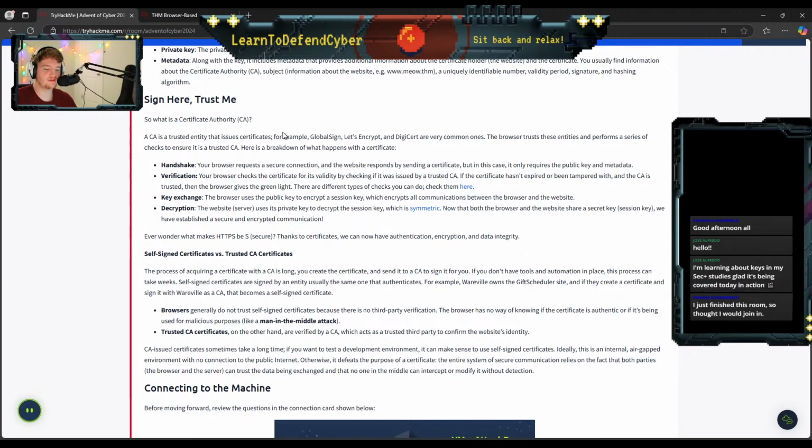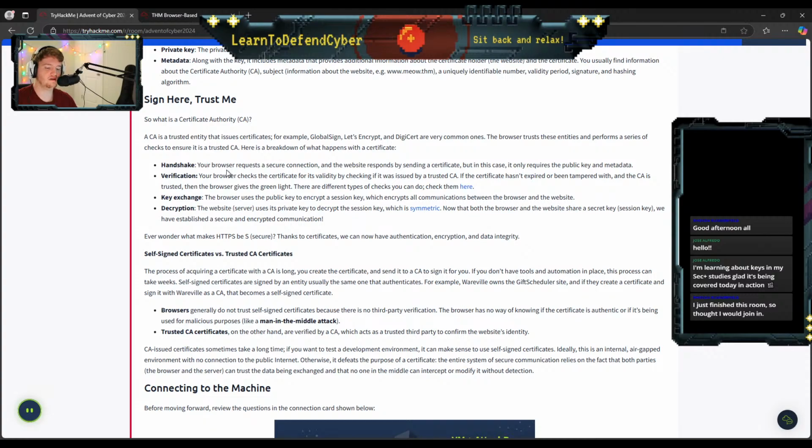So we talked about the CA. You got GlobalSign, Let's Encrypt, and DigiCert. Those are probably the three most common. I think GoDaddy has their own as well. There's quite a few vendors who are trusted third-party certificate authorities. These browsers trust these entities by default to perform a series of checks to ensure it's a trusted CA.